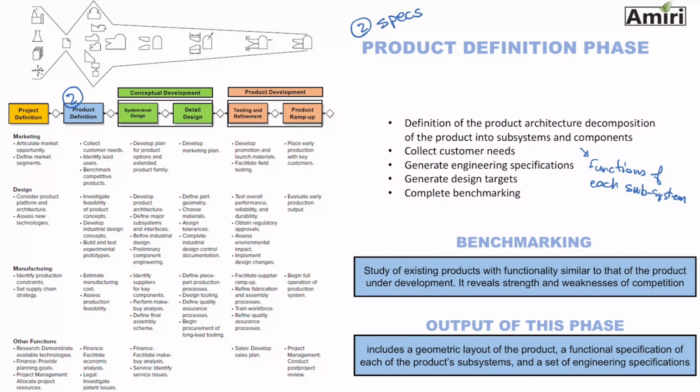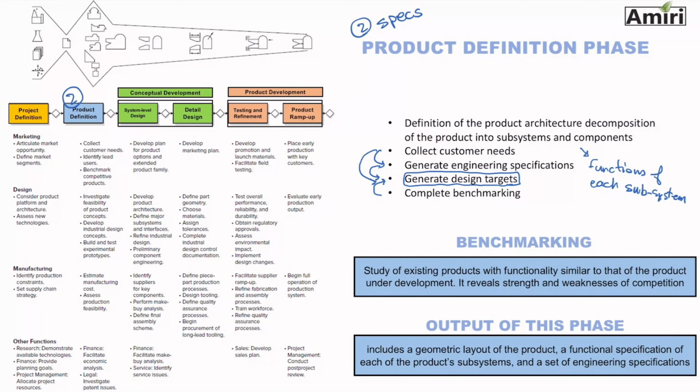Based on the customer requirements, you develop engineering specification. We'll talk about this in detail, and the methods, procedures, and techniques that you can use. Based on the specifications, customer needs, and benchmarking, these three, benchmarking, engineering specification, and customer requirement, all go into generating design targets. We'll talk about the difference between a design target and engineering specification, how you can differentiate between the two, and how you use each of them to design your product.